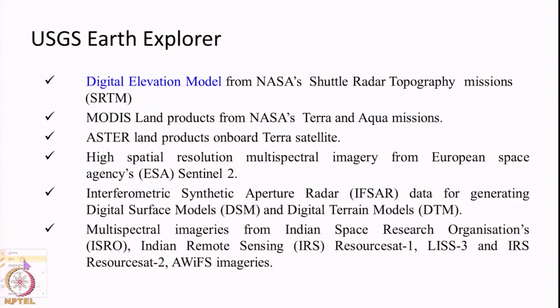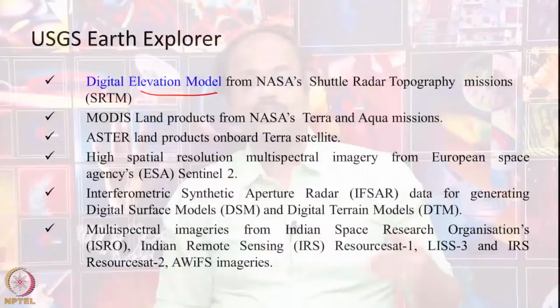Then apart from satellite images, you can download digital elevation models, like I told you what a digital elevation model is. That DEM is available from it. We can also search and download data from MODIS, ASTER, even the Indian remote sensing series of satellites, ResourceSat-1 LISS-3 sensor, ResourceSat-2. Many things are available from this data portal, which acts as a gateway to multiple different data.